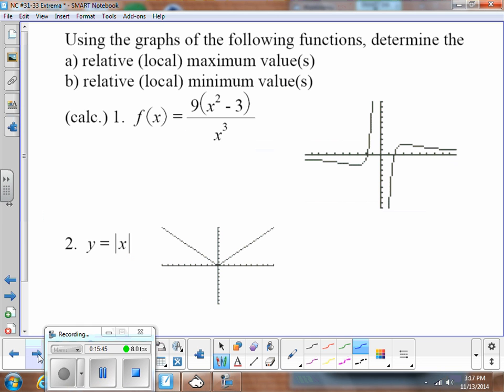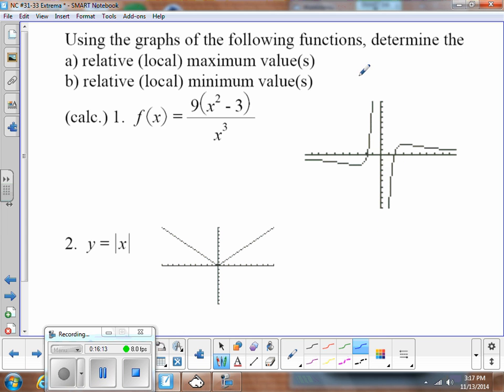Let's move on. When we're looking at finding relative, local maximum and minimum values, if I graph this function, this is what the graph looks like. If I do this in the calculator, there are no restrictions, no boundaries in the domain here. It's not only from this value to this value. The domain is all real numbers except 0, because that's the only point it cannot go through. It's not going to touch.